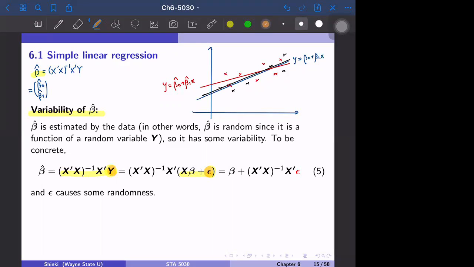And actually, except for this part, the remaining part, (X transpose X) inverse X transpose X beta, is just beta, right? So X transpose X cancels. So the remaining term is here, and this basically brings in some variability: (X transpose X) inverse X transpose epsilon. So this term causes the randomness of beta hat.